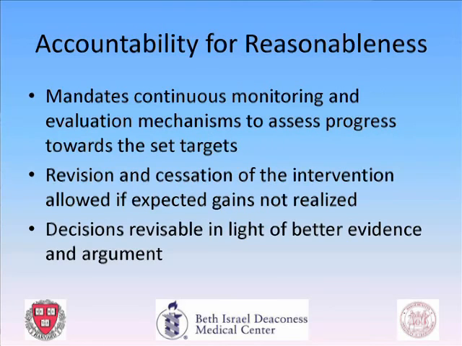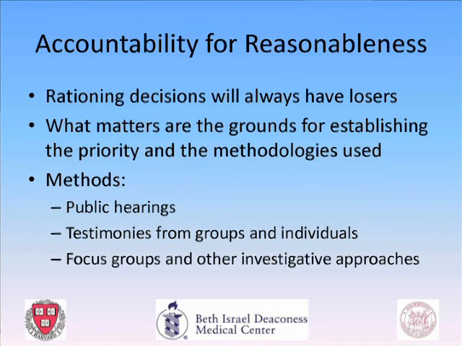It also mandates continuous monitoring and evaluation mechanisms to assess progress towards the set targets. You're allowed to revise or stop an intervention if the expected gains are not realized. Your decision should be revisable in light of better evidence and argument. Obviously, there will be losers in rationing decisions. There will be people who will not get what they need, who will not get what they want. But what matters in accountability for reasonableness would be the grounds for establishing the priority and the methodologies used.